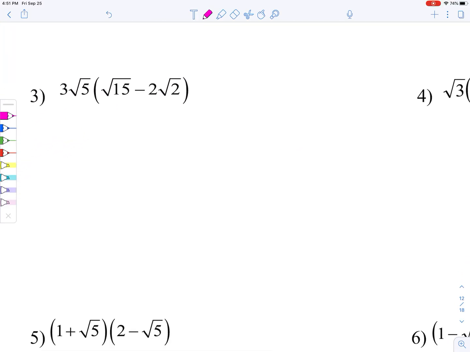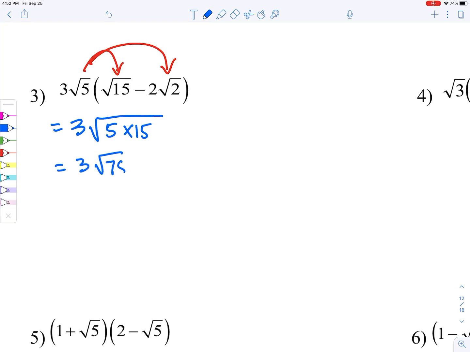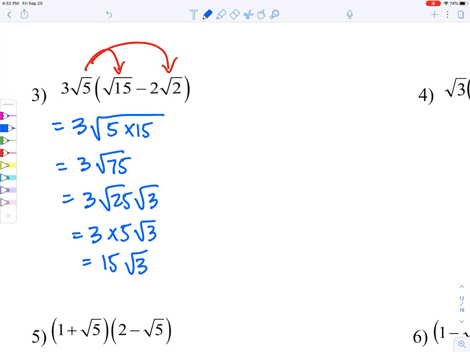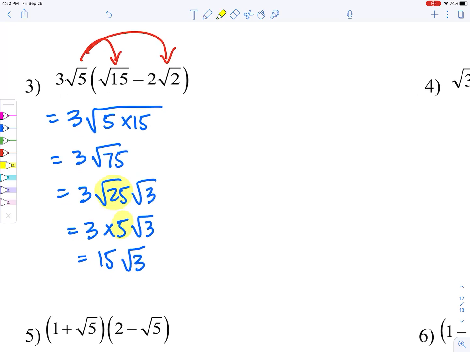Question 3, we're going to be distributing 3 root 5 onto both of these. And we're going to have to make sure that we pair outside with outside. So for the first 3 root 5, 3 stays outside. And then inside the square root is going to be 5 times 15. I'm just going to figure out what that is first. So that's 3 root 75, or 3 root 25 root 3, which is 3 times 5 root 3, or 15 root 3, because we got a nice perfect square that was a 25.